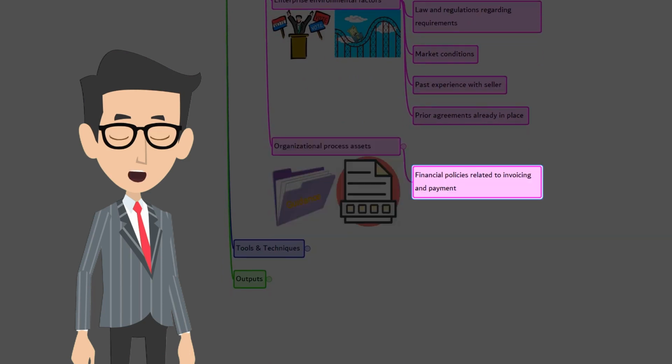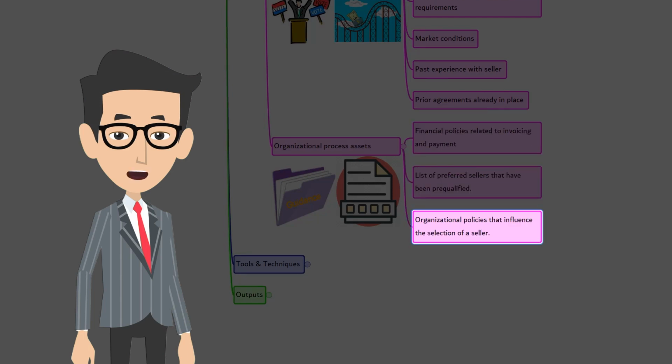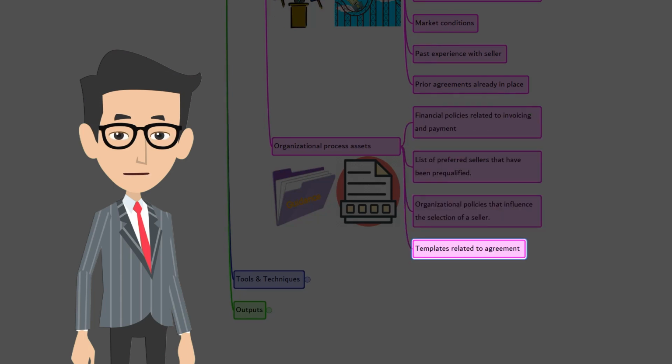Financial policies and procedures regarding invoicing and payment process, a list of preferred sellers that have been pre-qualified, organization policies that influence the selection of a seller, specific organizational templates or guidelines that will determine the way agreements are drafted and built, or some of the organizational process assets that are used as inputs.